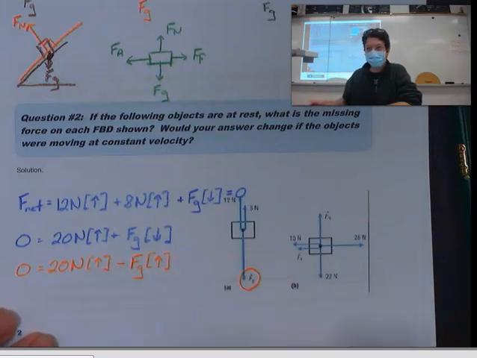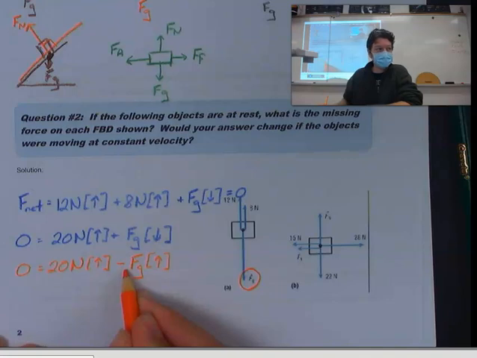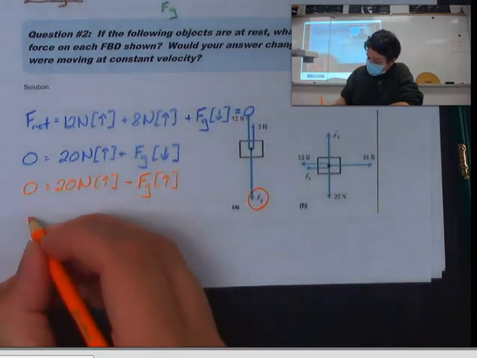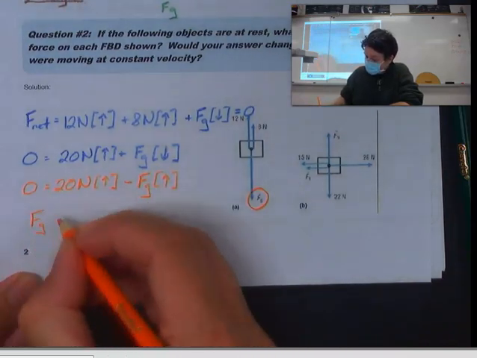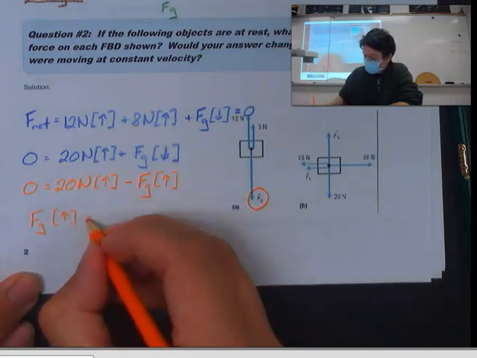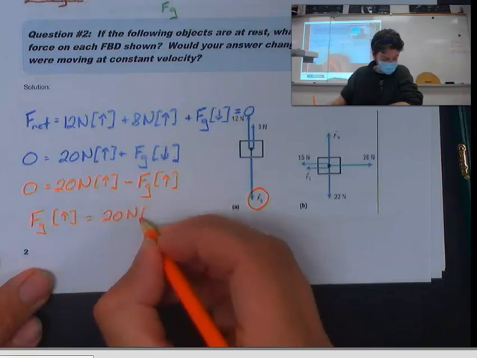But if we rearrange this equation, this term for gravity we can bring to the other side of the equation by adding it to both sides. So if I add gravity to both sides, I'll get it on the left side of the equation as a positive value, which equals 20 newtons.